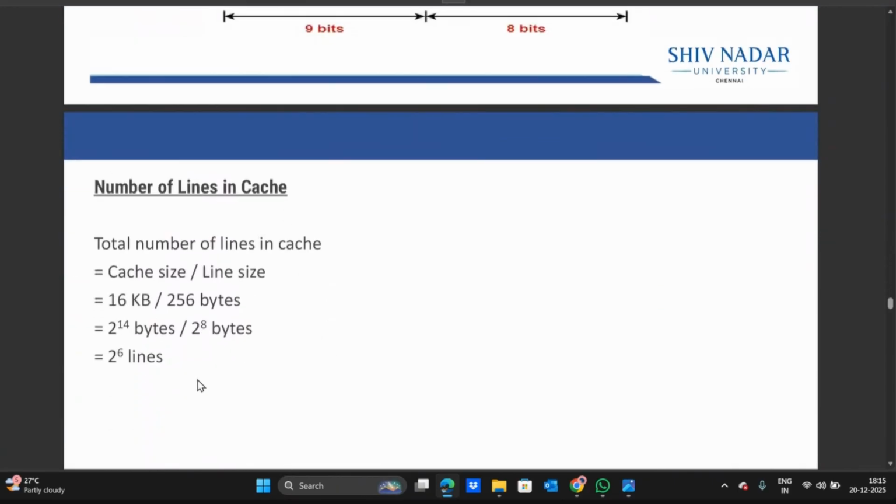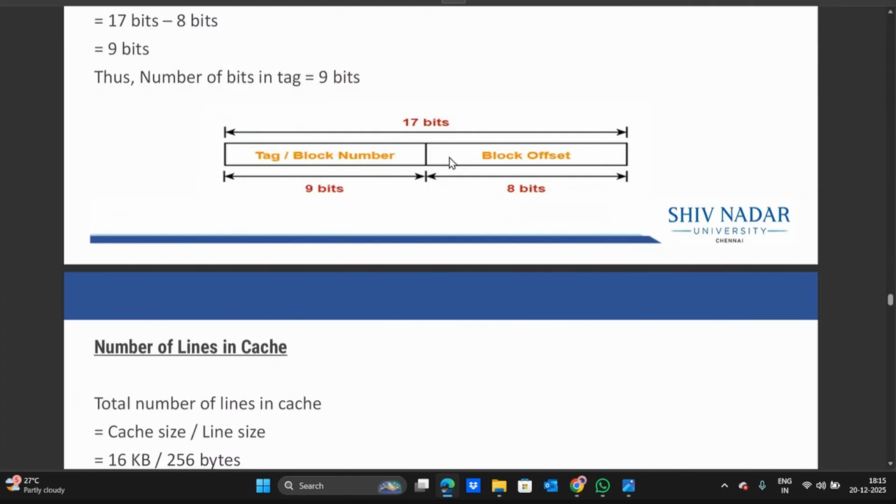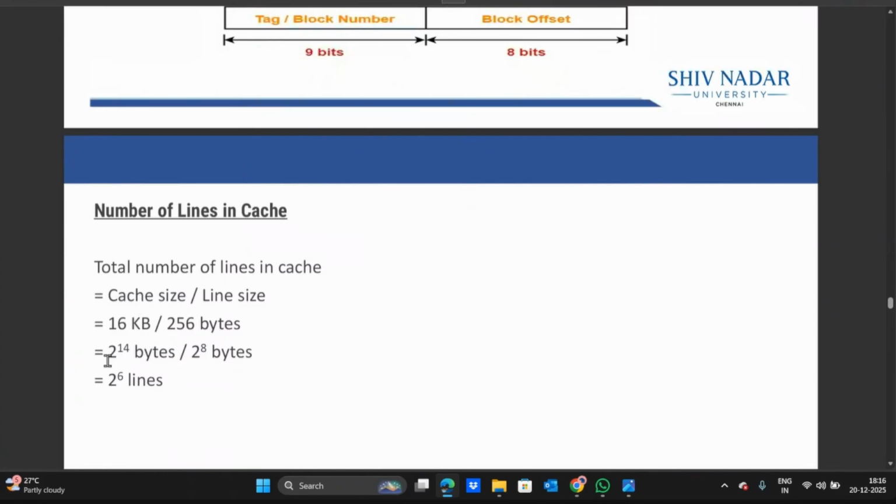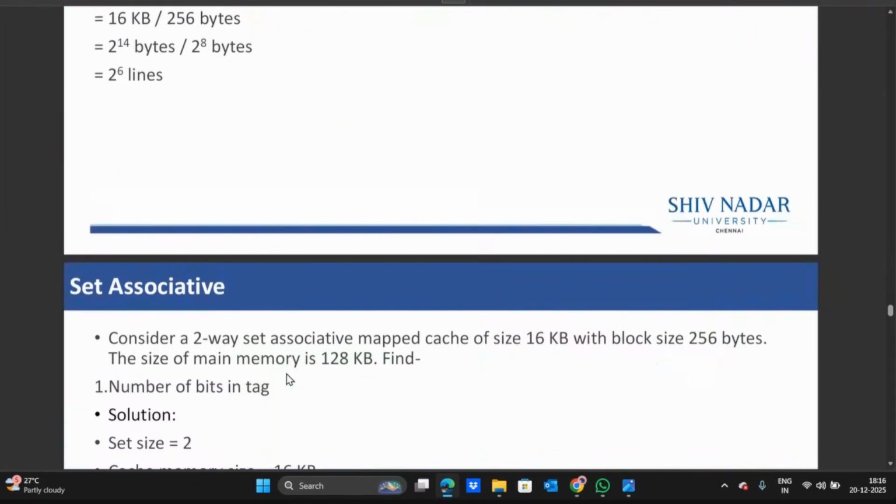As I said, even though you don't use the line number in the address structure as such, you can always calculate cache size divided by line size. So 16 KB is 2 to the power 14, divided by 2 to the power 8, you'll get 2 to the power 6 lines.